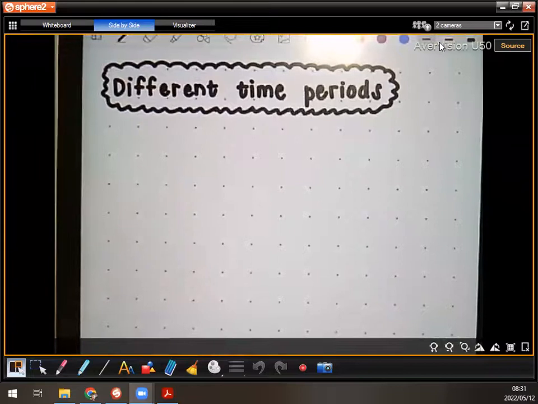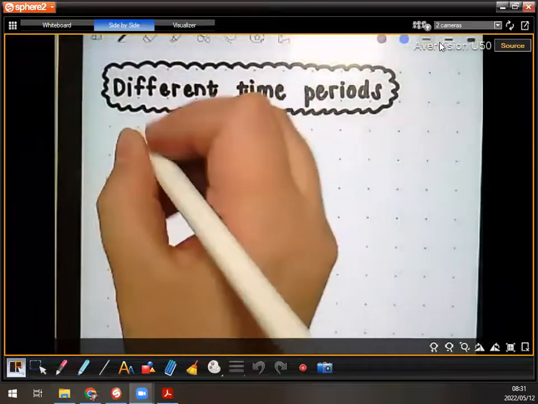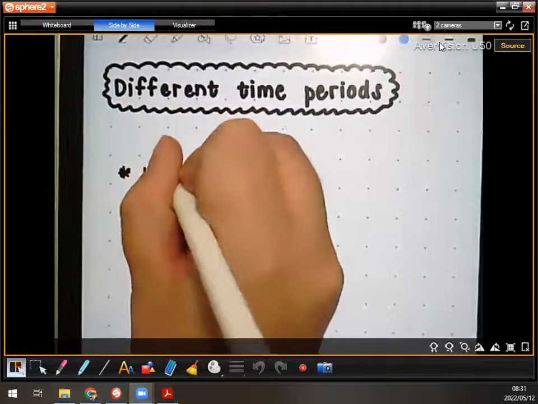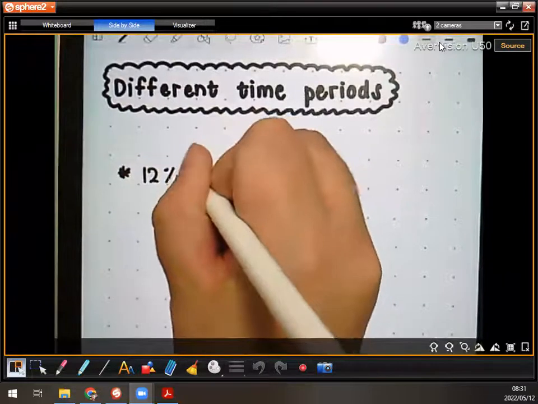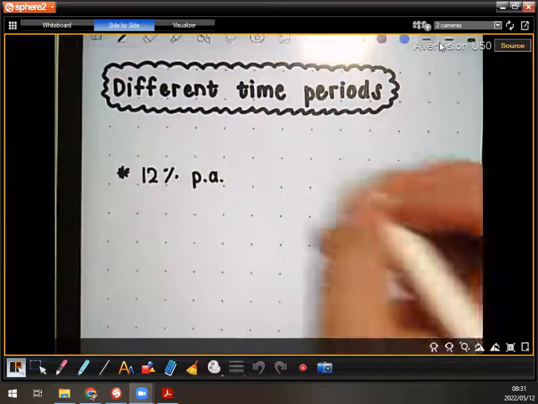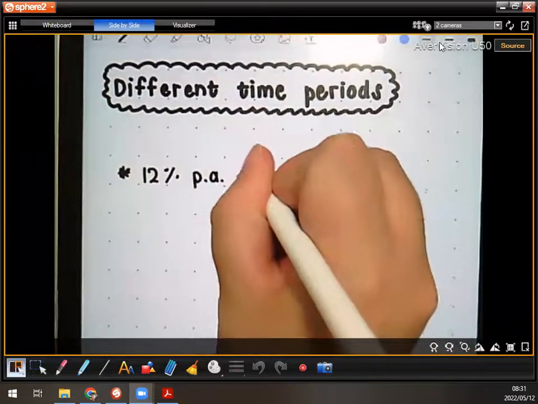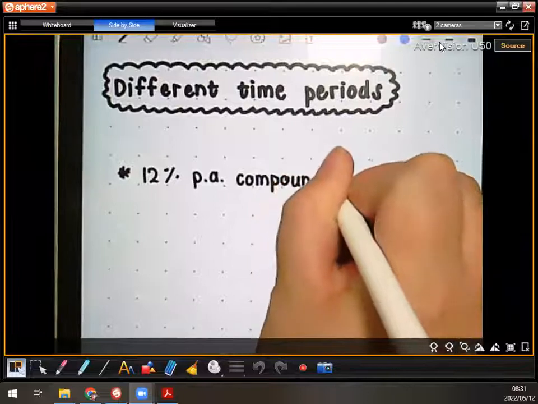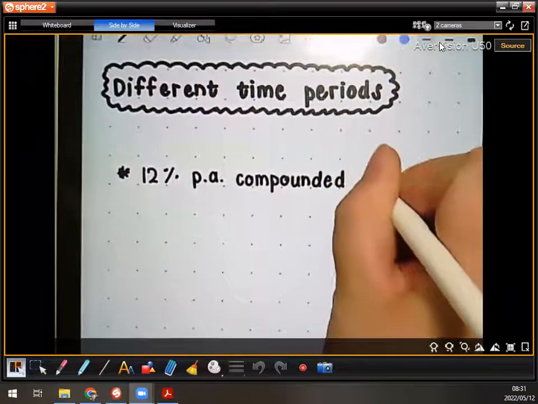Okay, so I did mention this yesterday, that so far we've been working with just an annual interest rate. So it's 12% per annum, all right? So if they are giving you an interest rate of 12% per annum, and then sometimes they will say, not always, but sometimes, compounded annually.